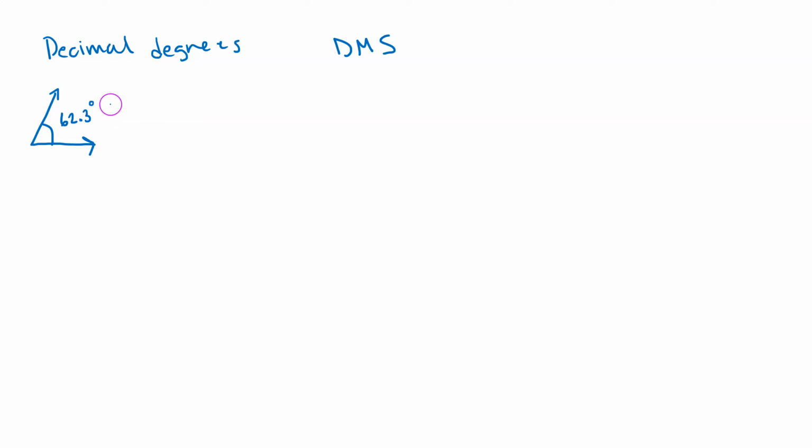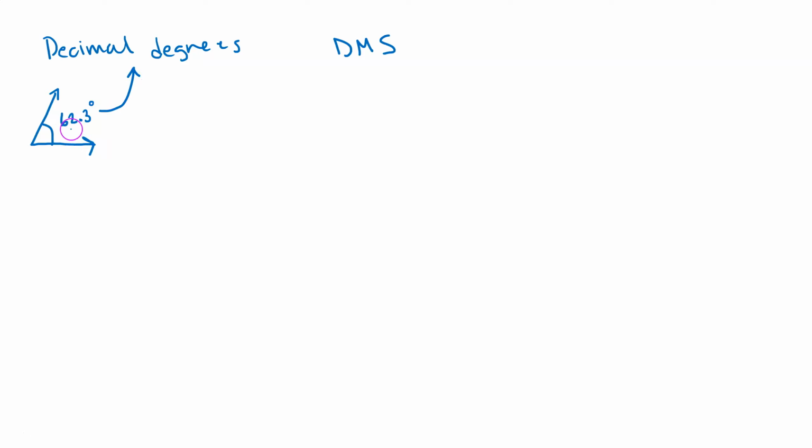In this video, we are going to talk about decimal degrees and degrees, minutes, seconds, which is sometimes abbreviated into DMS. So let's say you have this angle right here and you want to measure it. This looks to be about 60 degrees, and the measurement that I have for it is 62.3 degrees. So this measurement right here, this is decimal degrees.